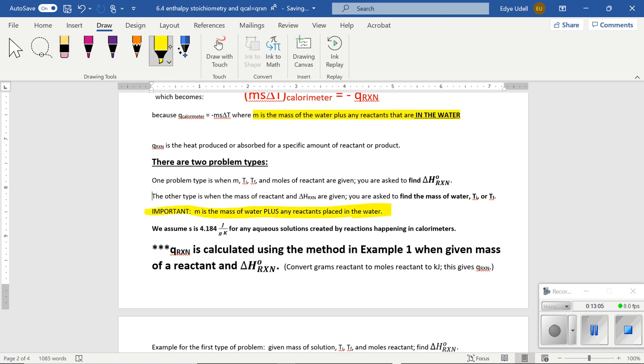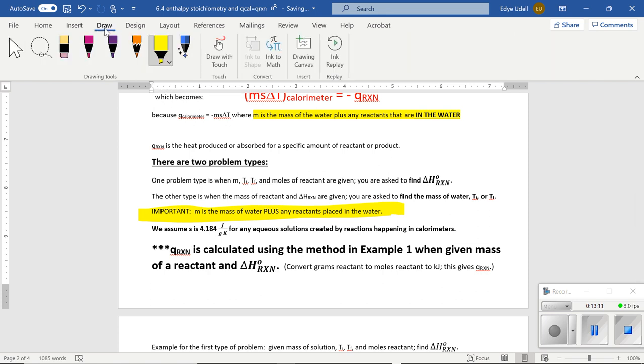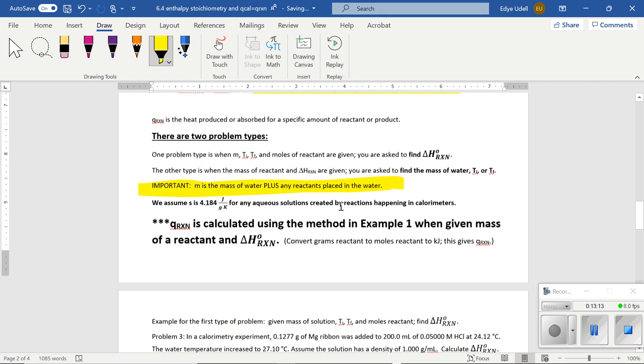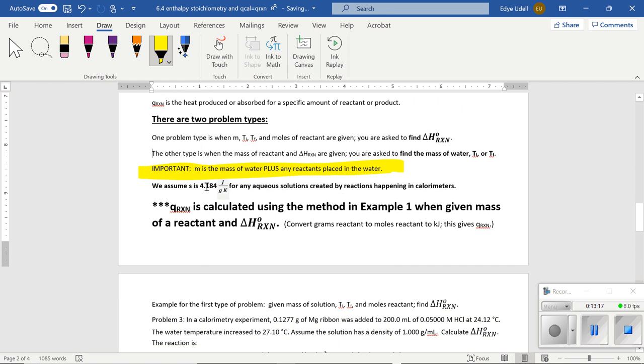M is the mass of the water plus any reactants placed in the water. And I left that there for you to copy because I want to make sure that you have that in your notes. We're going to assume the heat capacity is 4.184 joules per gram Kelvin.